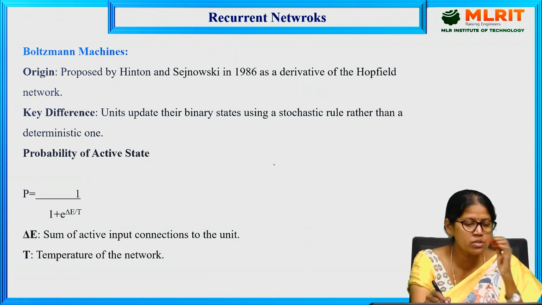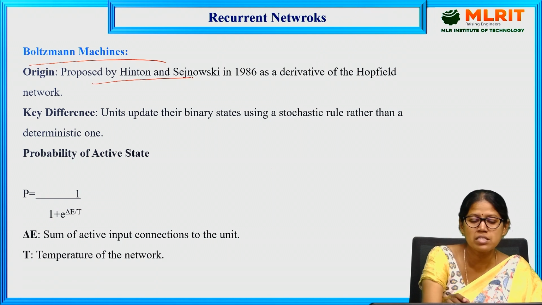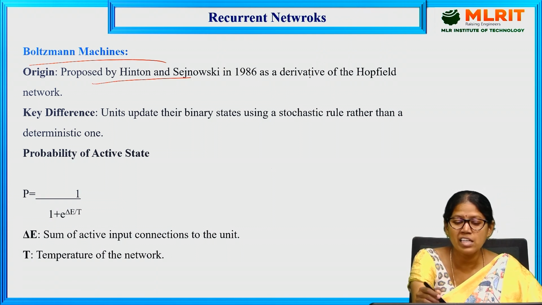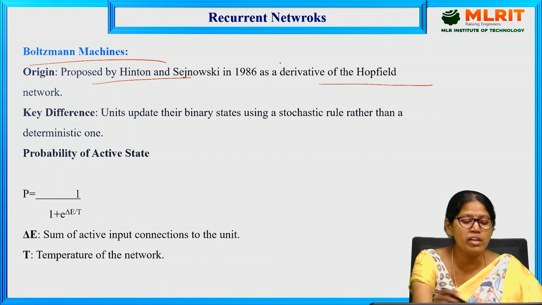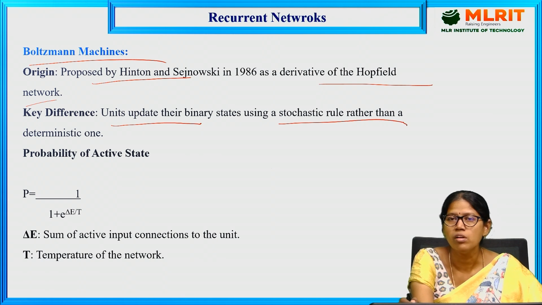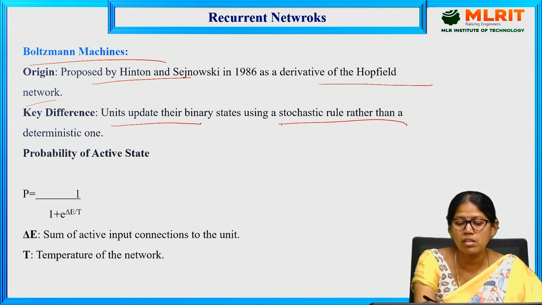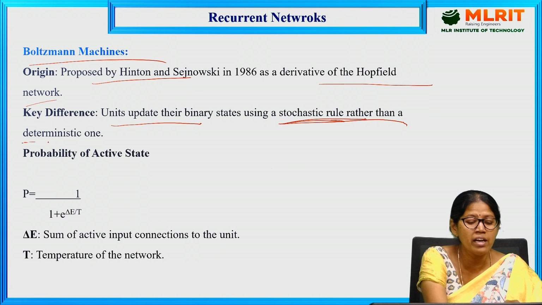Okay. The next one is Boltzmann machines. Proposed by Hinton and Sejnowski in 1986 as a derivative of Hopfield networks. Here the difference is that units update their binary states using a stochastic rule. In the Hopfield network, we normally use deterministic values to decide whether the state is stable or not. But in Boltzmann machines, we use probabilistic values, a stochastic rule rather than a deterministic one.